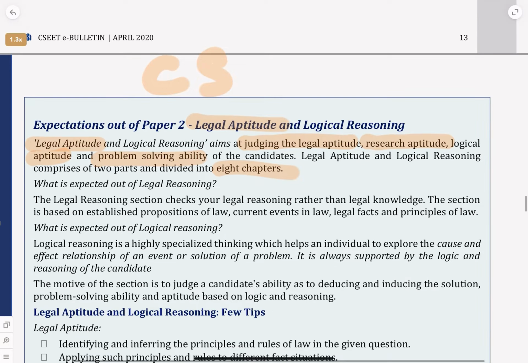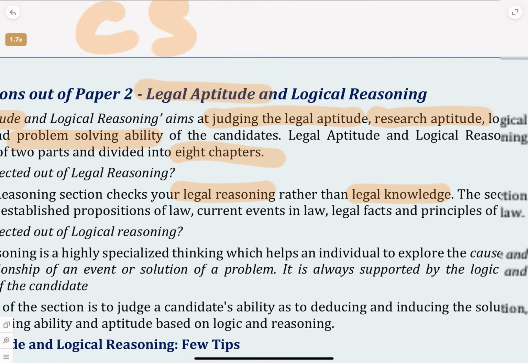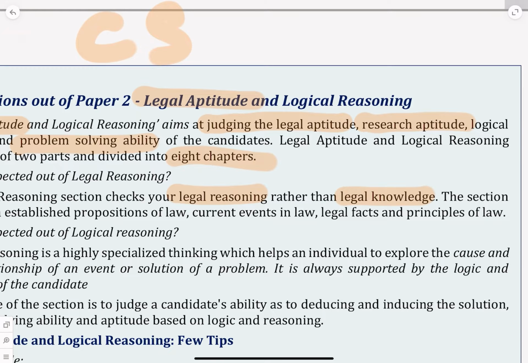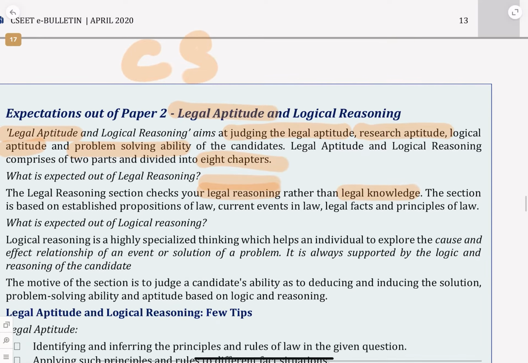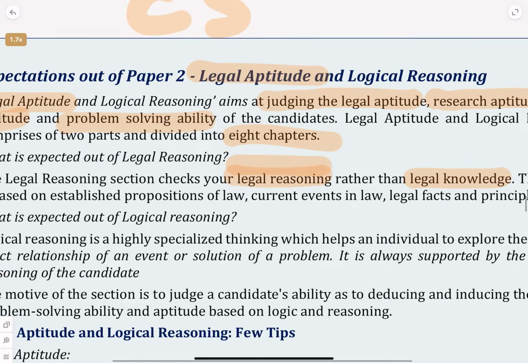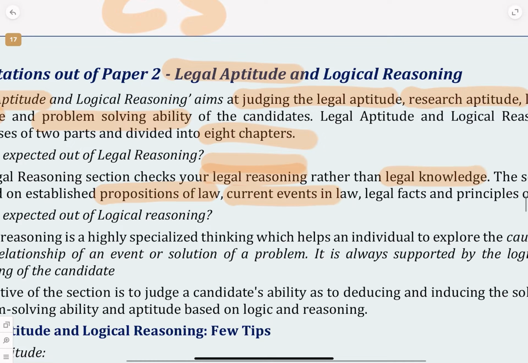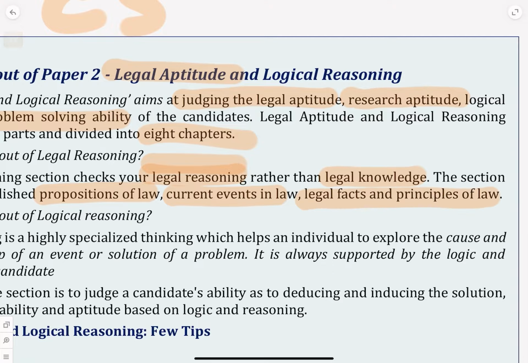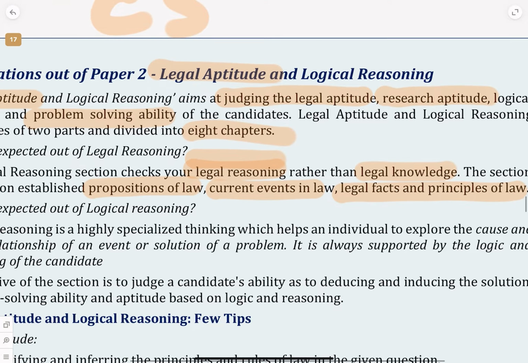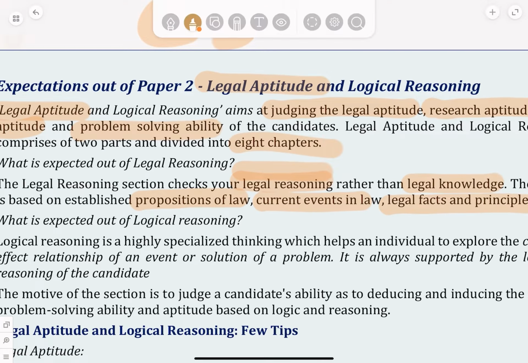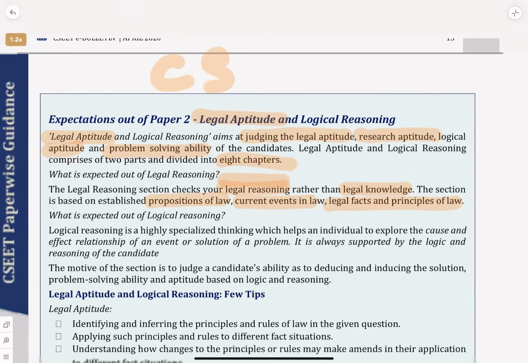Legal reasoning is basically to check how you understand the law, more than the knowledge. They are telling you that your knowledge of law can be tested in CS Executive, but now in CSEET you should get the basics of legal reasoning, or how to understand the law. This is mainly on propositions of law, current events in law, legal facts and principles of law. Never forget this.